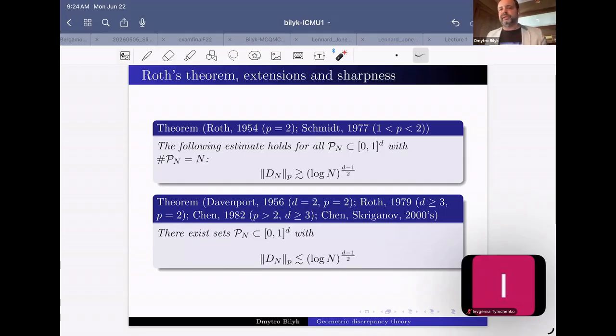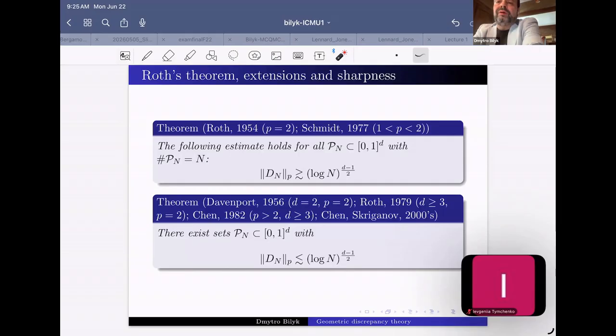So it turns out that the theorem of Roth and its extension by Schmidt are actually sharp. There are numerous constructions of point sets, and we'll talk about them a little bit, which actually achieve this rate of discrepancy. And by the way, when I use this symbol here, I always mean that there exists some constant. The constant usually depends on the dimension, but not on the point distribution, not on n. So I will be interested in asymptotics in n.